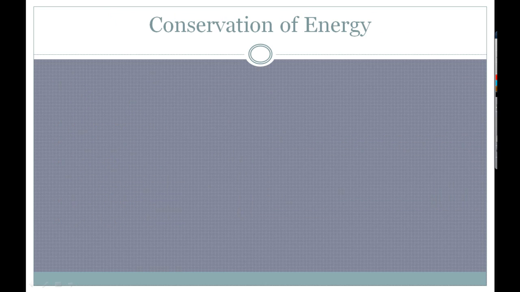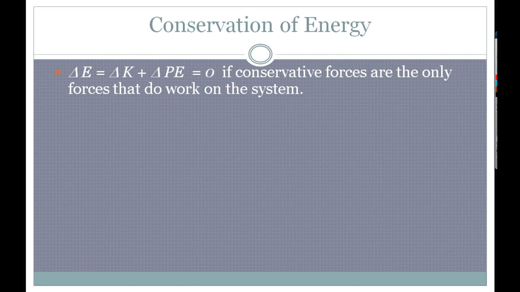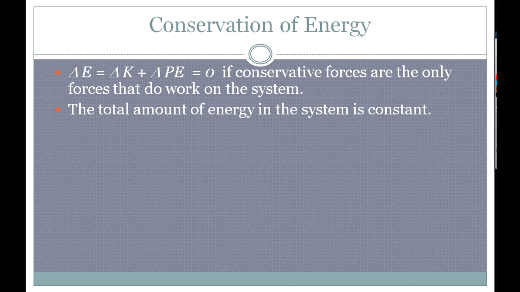So just a quick review of the conservation of energy. I'm not going to spend a lot of time on this. Remember, the change in energy is equal to the change in kinetic plus the change in potential. And the change in energy, if it's conserved, is 0. So the total amount of energy in the system is constant, doesn't change. That's why the change in energy is 0. The energy before equals the energy after.